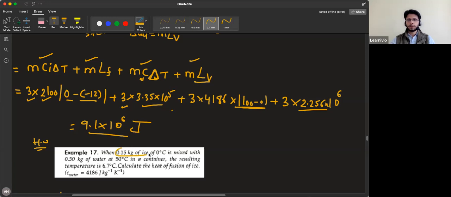So you have 0.5 kg of ice at 0 degrees Celsius. It's mixed with 0.3 kg of water at 50 degrees Celsius in a container. You have to find the resulting temperature. So you are mixing ice and water. The resultant is what? Is it ice or water? Sir, water. Let's do it. It's an easy question. Specifically, the water is given. So always keep this mixture in mind: liquid with liquid, liquid with solid, then you will get mixture of gases.